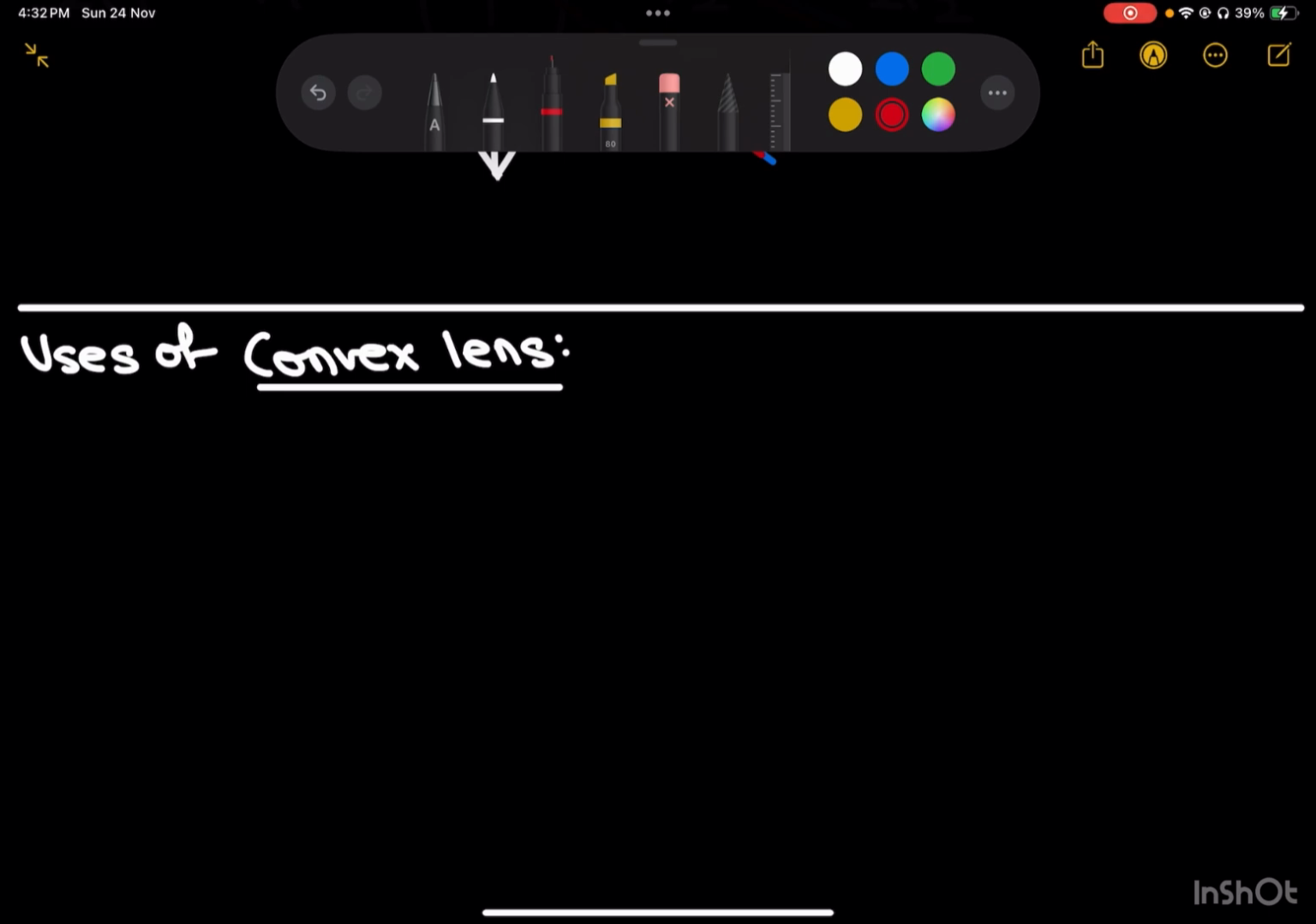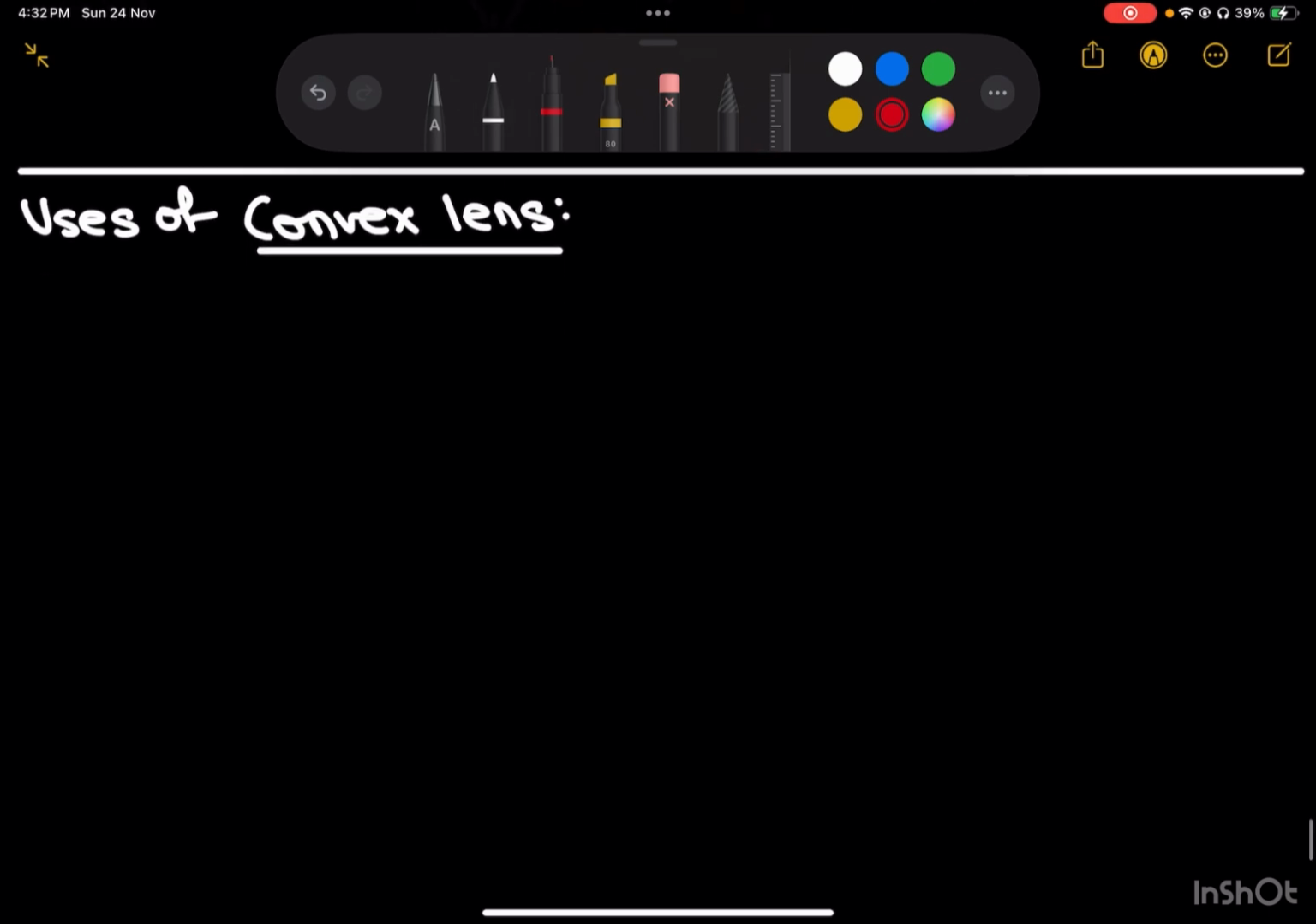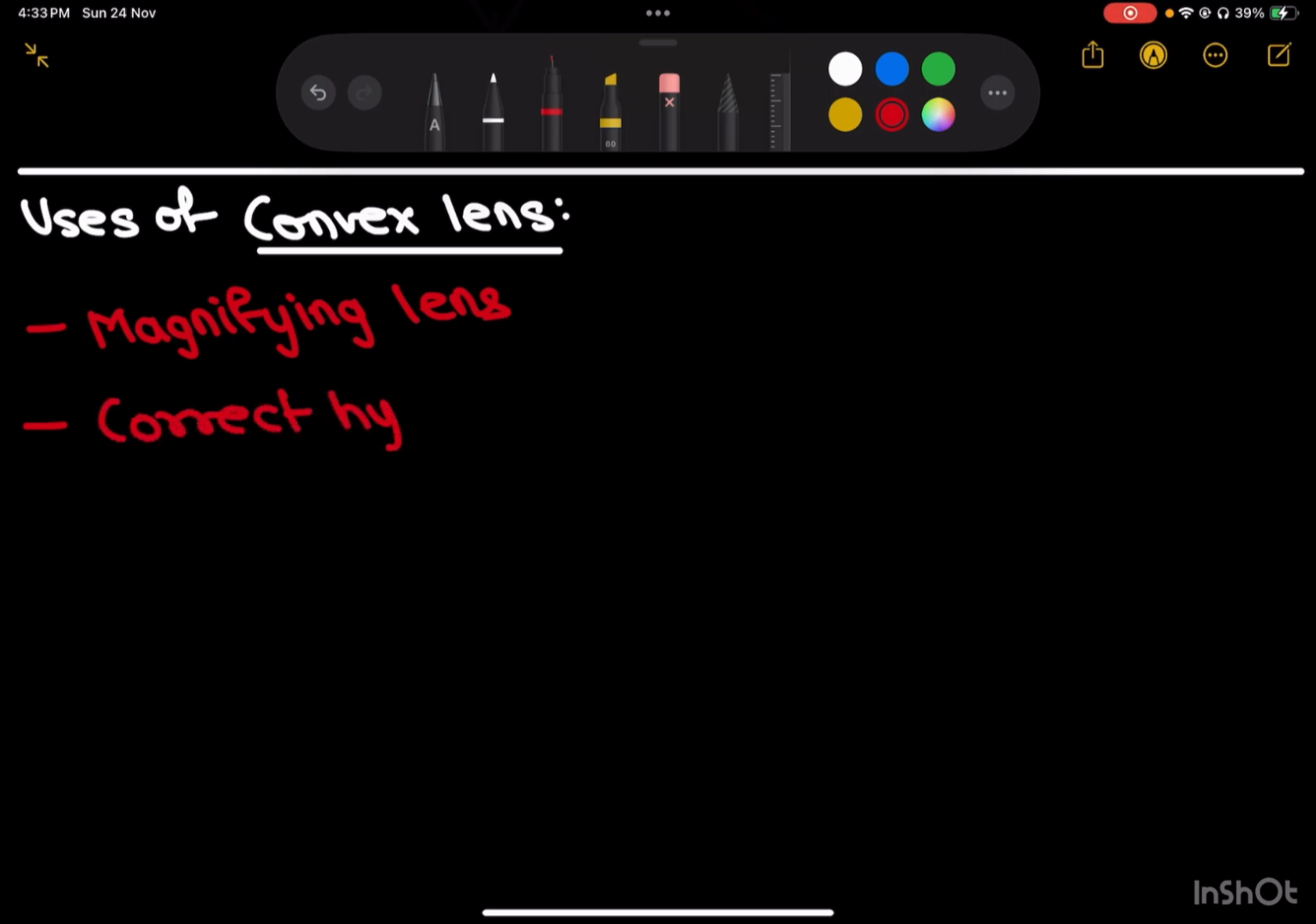So what are convex lenses used for? Convex lenses are basically used in magnifying lenses. They are also used to magnify the images of tiny objects, right? And one more use of convex lens is that they are used to correct hypermetropia, or farsightedness.